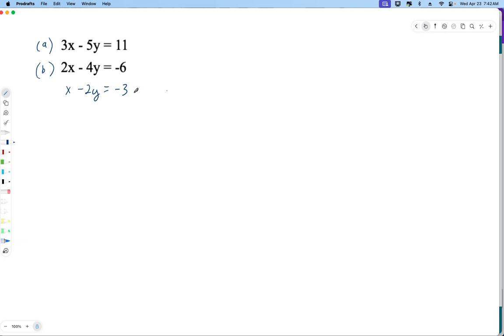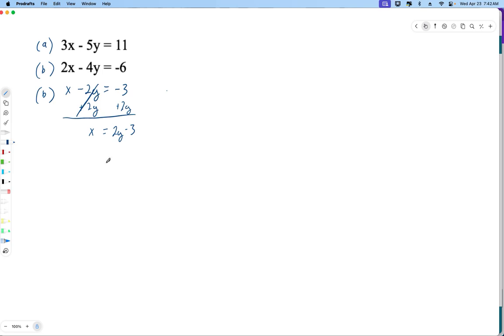So now I have a new equation for B. I'm just going to call it B because it's the same value as B. All right. So I can create a substitution value from looking at B. I have a positive x by itself. So if I add 2y to both sides, then the value of x is 2y minus 3.